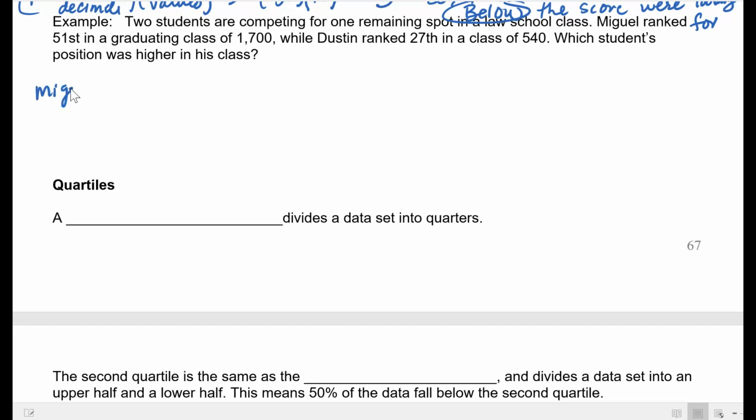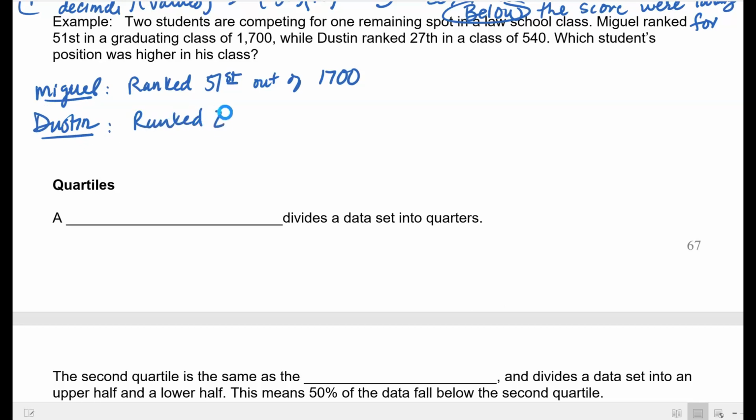So Miguel is ranked 51st out of 1,700, and then Dustin ranked 27th out of 540. Who did better?